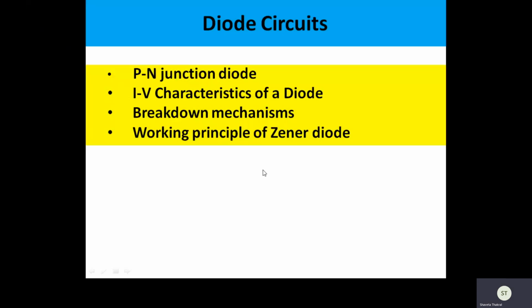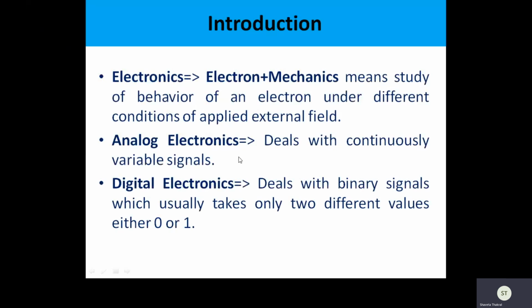In this lecture, we are going to discuss diode circuits, and we will discuss the PN junction diode, its IV characteristics, breakdown mechanisms, and the working principle of the Zener diode. Electronics consists of two words, electron plus mechanics. So basically, electronics means the study of the behavior of an electron under different conditions of applied external field.